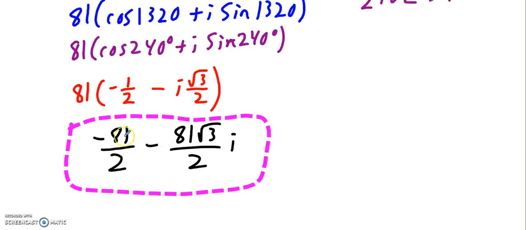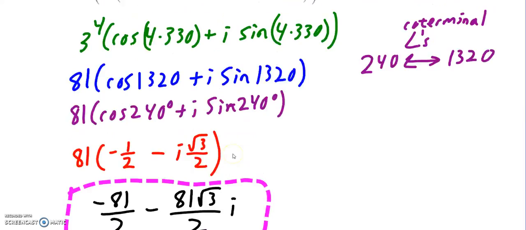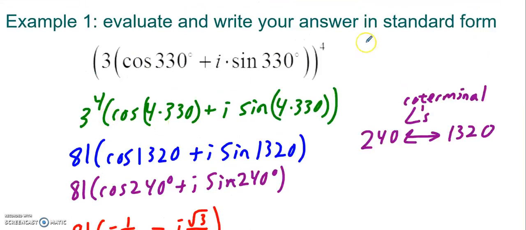All right, hopefully you got negative 81 over 2 minus 81 root 3 over 2i. That's our standard form. But how do we come about that? Well, first, again, we're going to actually do the power in trig form. So I know that this is going to be 3 to the fourth cosine of 4 times 330 plus i sine of 4 times 330.